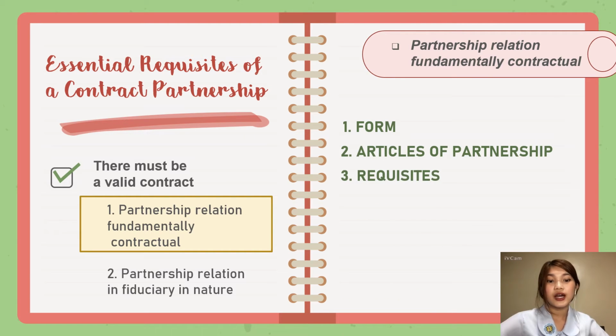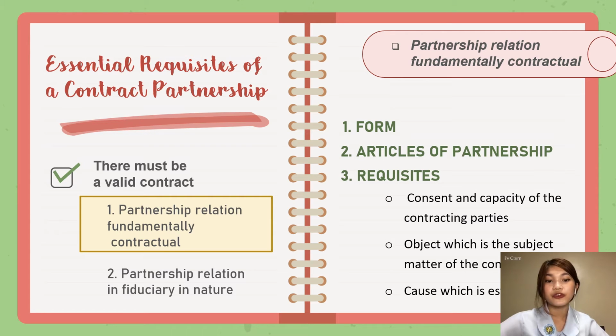Lastly, we have the requisites of a contract. For a contract to be recognized as valid, this should include the following. The first one is the consent among the parties. They all should have a meeting of minds, and the capacity of the contracting parties. When we say capacity, the person should be able to decide for himself or herself. Meaning, incapacitated persons are not allowed or are limited in entering such contracts. This will be discussed later in the following slides. Second is the object, which is the subject matter of the contract, and the cause, which is established.